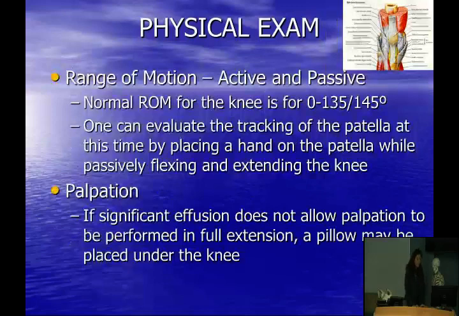Remember, normal range of motion for the knee is 0 to 135 or 145. While you're doing that, evaluate for the tracking of the kneecap and then palpate. If significant effusion does not allow for palpation to be performed at full extension, always put a pillow underneath their knee. Give them some comfort, okay? Some people cannot tolerate lying at a full 0 degree extension when their knee is injured. So you want to pull them up.